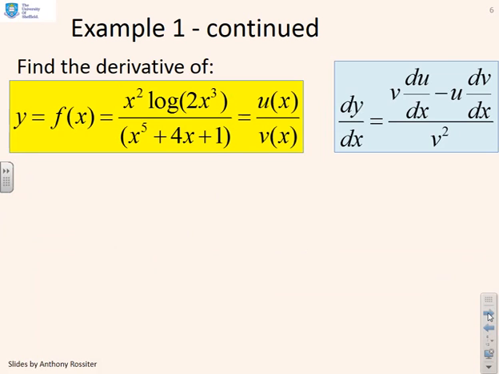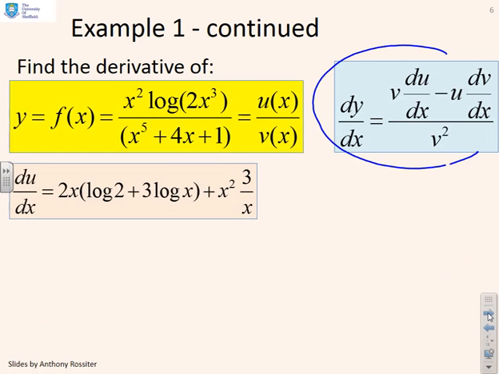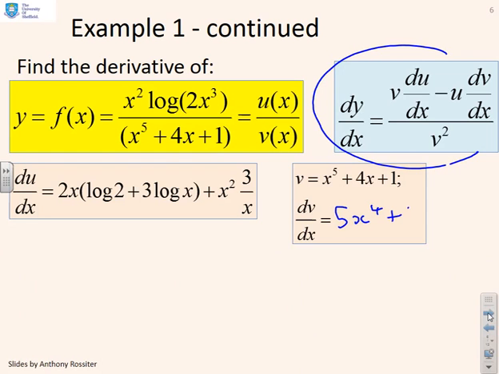Right then, let's go back and look at the original problem. So we've got u over v, and now we're going to use the quotient formula, which is dy/dx equals (v du/dx minus u dv/dx) over v squared. Now on the previous page we derived du/dx, and obviously u is the numerator. v is x to the 5 plus 4x plus 1, so dv/dx is 5x to the 4 plus 4, and now I can plug these four values into this formula here.